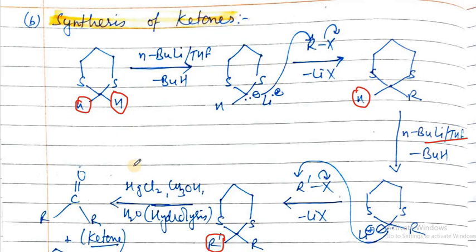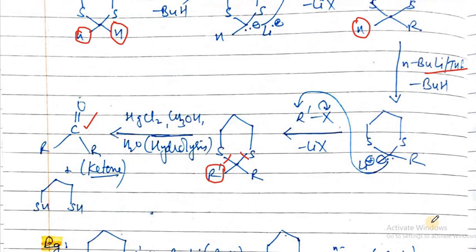So upon hydrolysis, now here C double bond O will be attached, 2 alkyl groups are present, so ketones are formed, and the other product is open chain propane-1,3-dithiol. So the step is same as for aldehydes, but here these steps are repeated so that both the hydrogens get replaced with alkyl groups, and then hydrolysis is done.